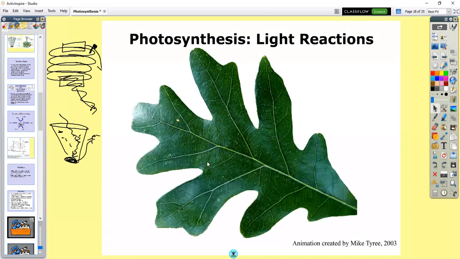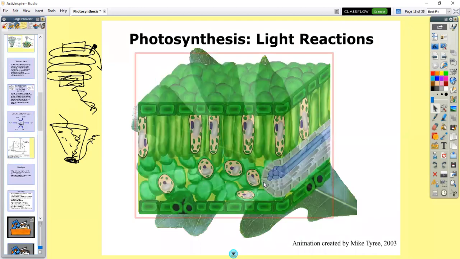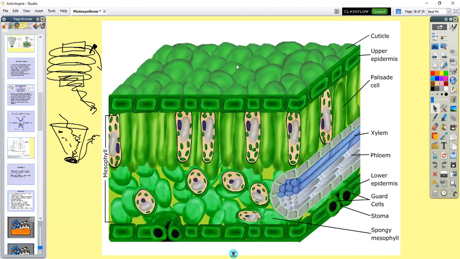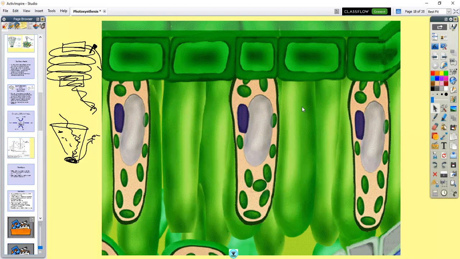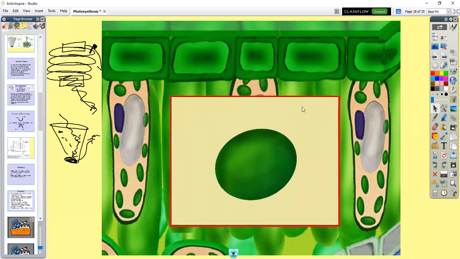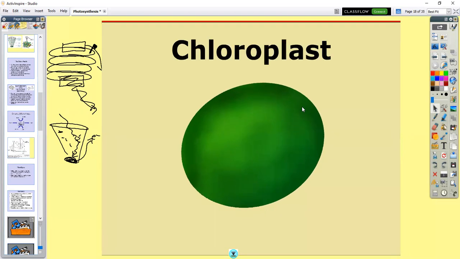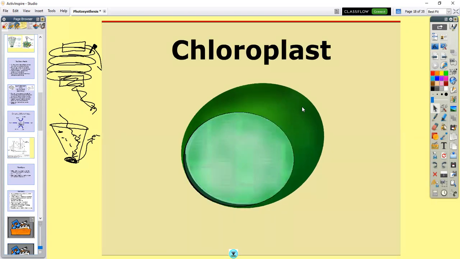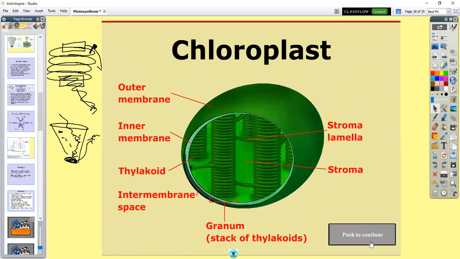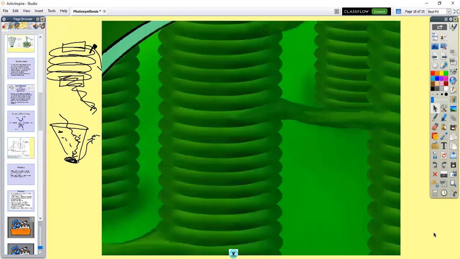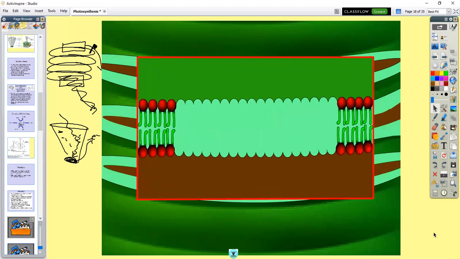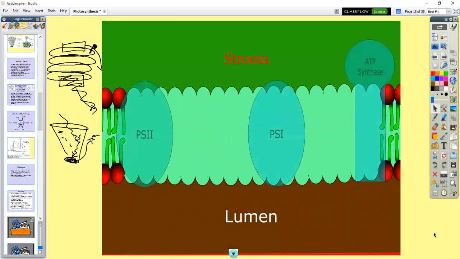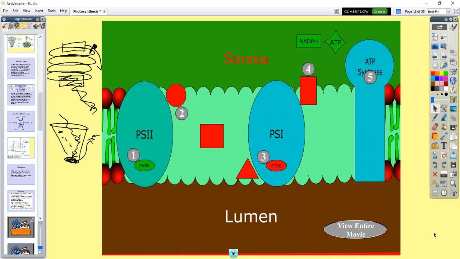Okay, so if we look at that again, using this little animation in a bit of detail. So again, to go through, there's the structure of a leaf, looking at a palisade cell, specifically looking at a chloroplast. And then if we look at what happens on the thylakoid membrane, here we're looking at a close-up of the thylakoid inner membrane, showing 5 specific points of interest on the electron transport chain. Click on any one of them for more information.